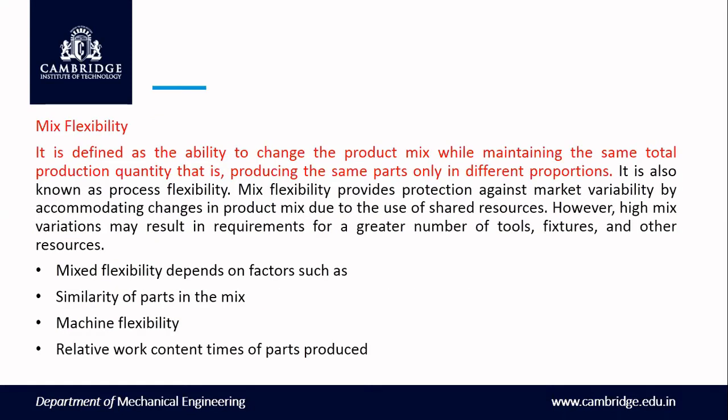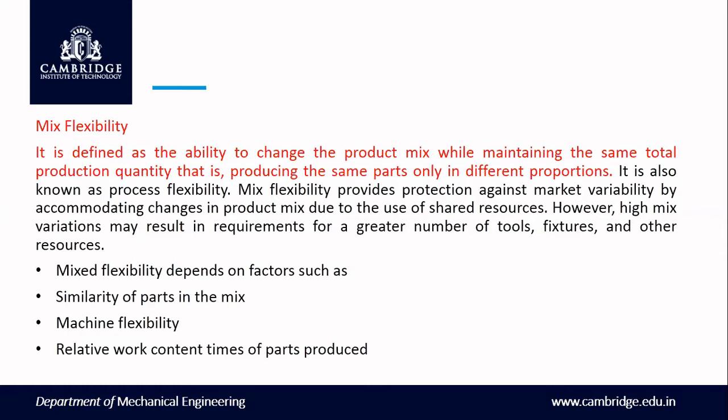Now another thing is called mixed flexibility. As the name itself suggests, it is mixed flexibility. That's why I have written it in black and red color. It is defined as the ability to change the product mix while maintaining the same total production quantity, that is, the same parts produced only in different proportions. It is also known as process flexibility. Mixed flexibility provides protection against market volatility by accommodating changes in product mix due to the use of shared resources. However, high mix variations may result in a requirement for a greater number of tool fixtures and other resources.